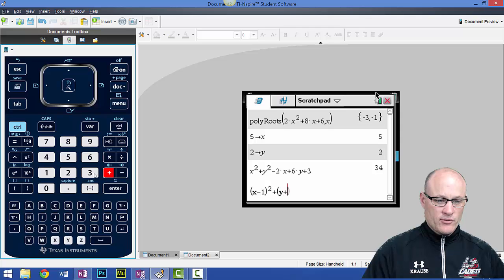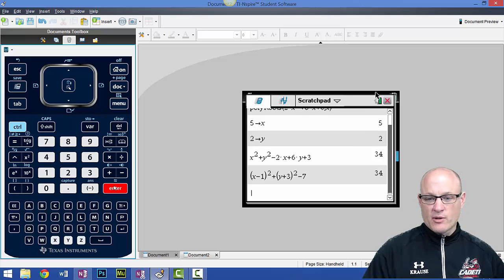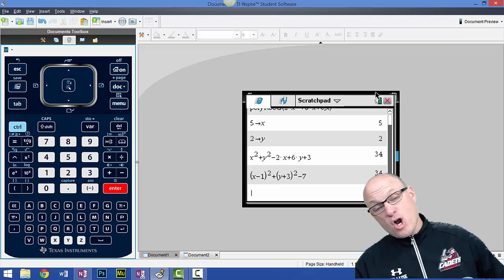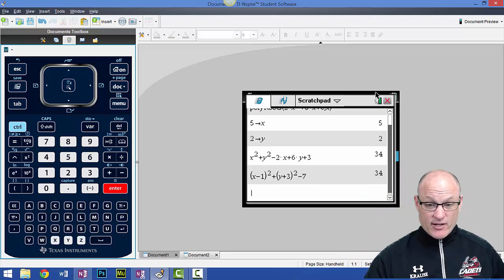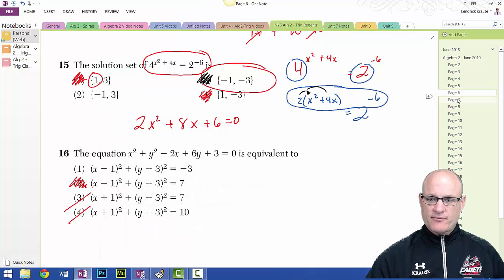y plus 3 parenthesis squared. And then we want to make sure this said equal to 7. So if I bring that over, minus 7, this should be 34 as well. And there it is, 34. Perfect! Because it said equal to 7, but I had to bring that to the other side. There we go. My answer matches the final answer. All right, going off to the next page.